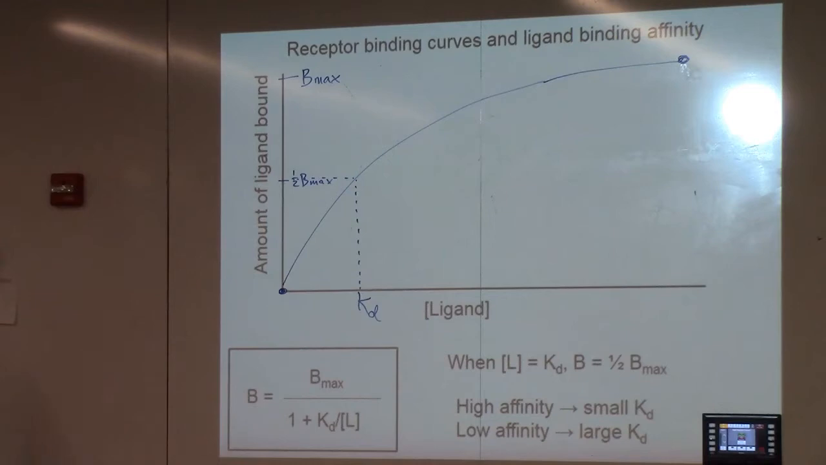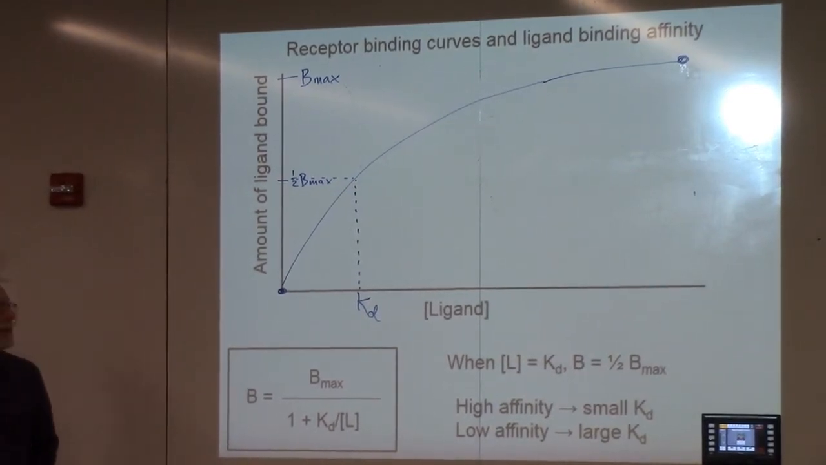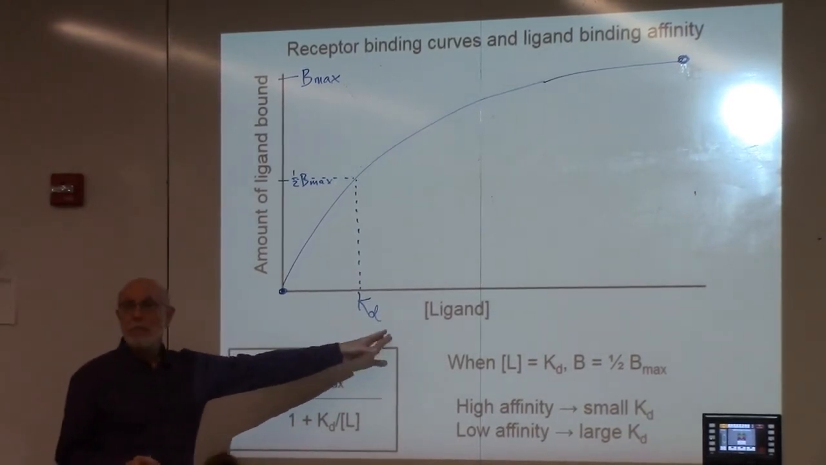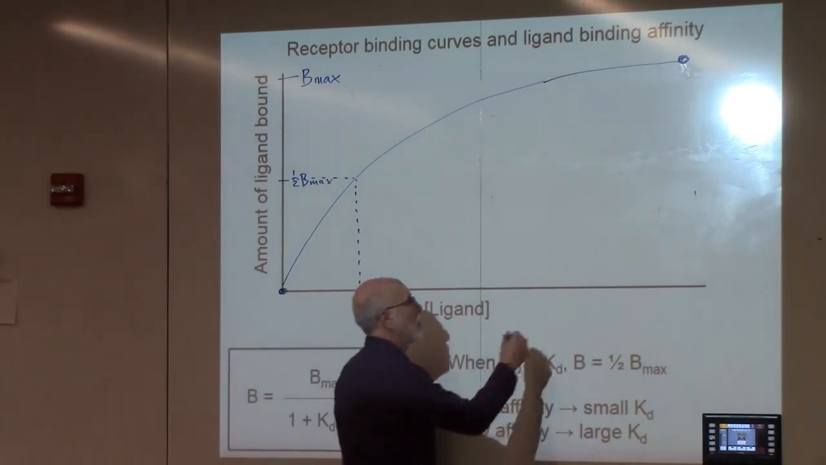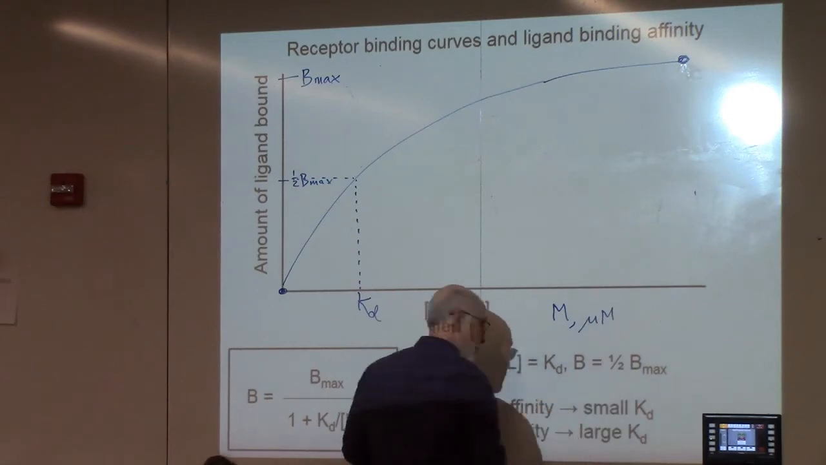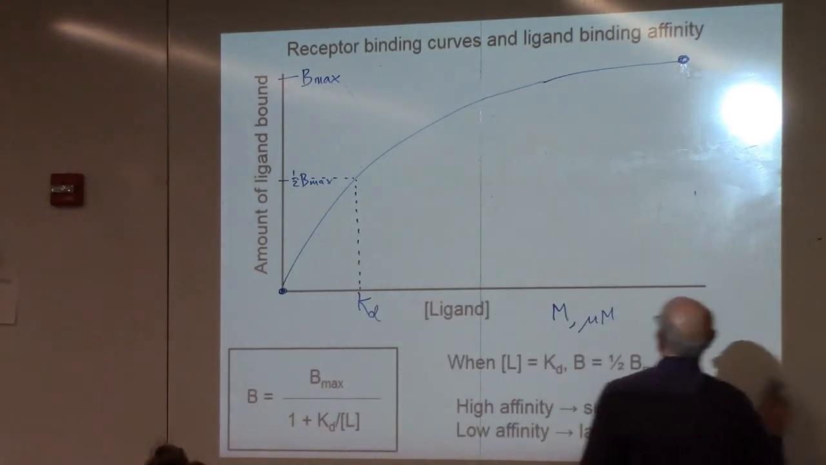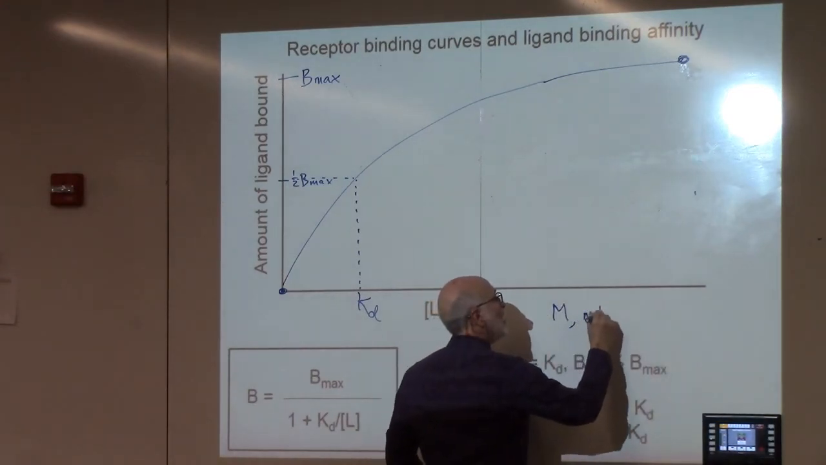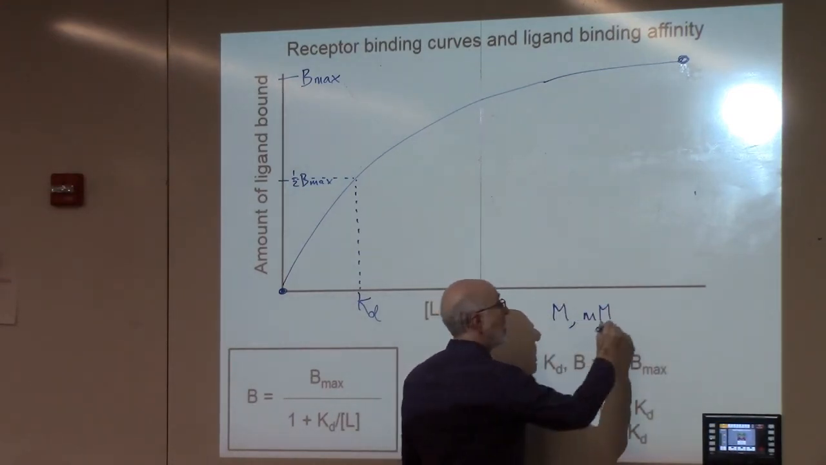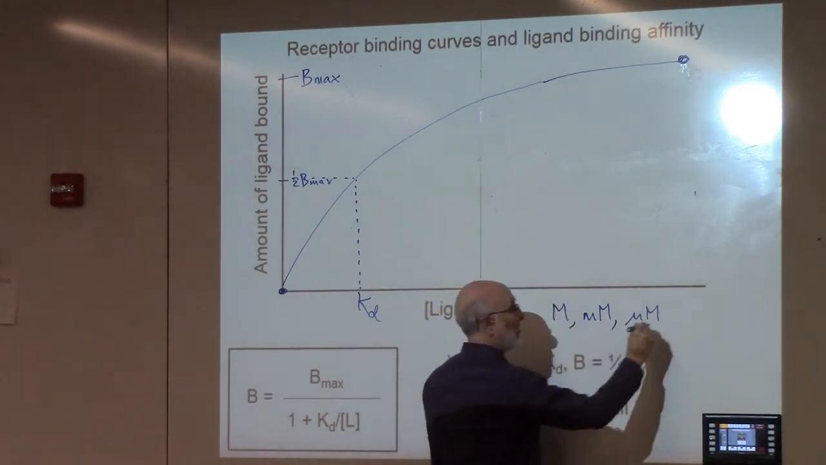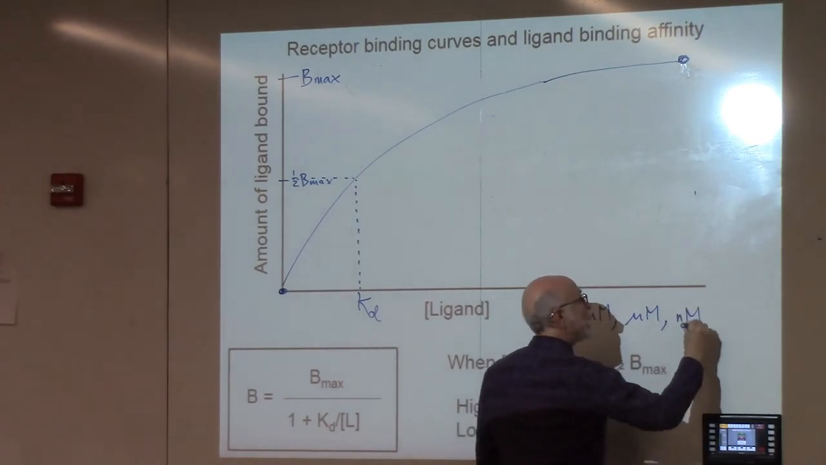Okay, question. What are the units of Kd? It's concentration units, so it's either molar or micromolar. Well, let's just be consistent with this. Molar, millimolar, 10 to the minus third, micromolar, 10 to the minus sixth, nanomolar, 10 to the minus 9.